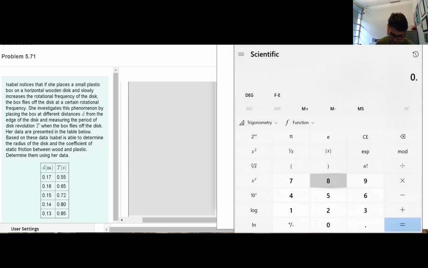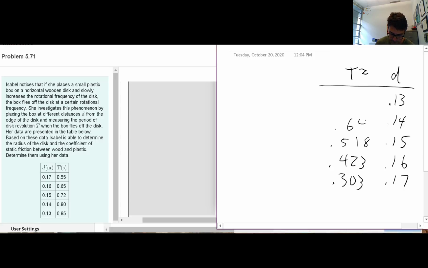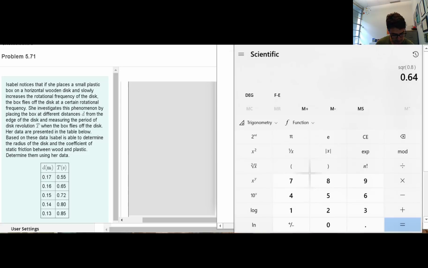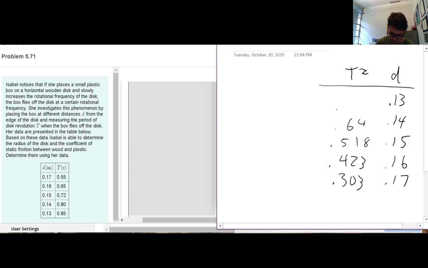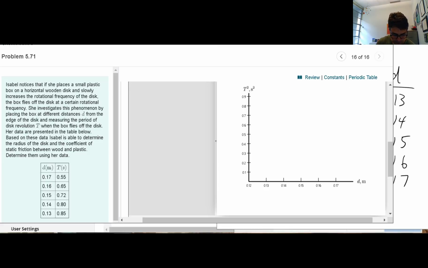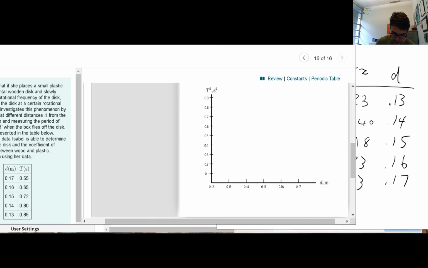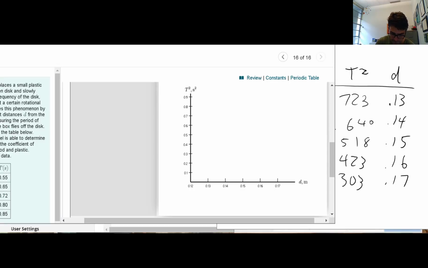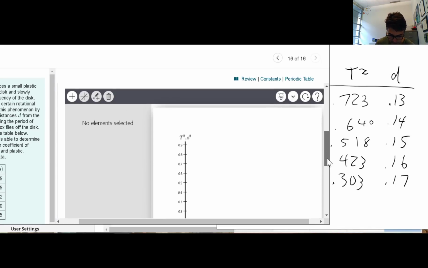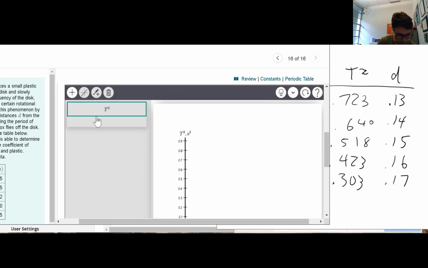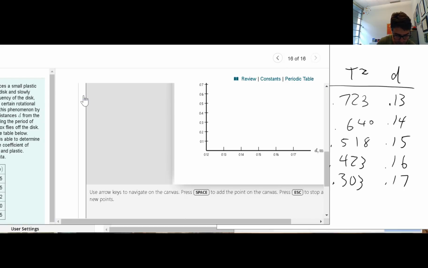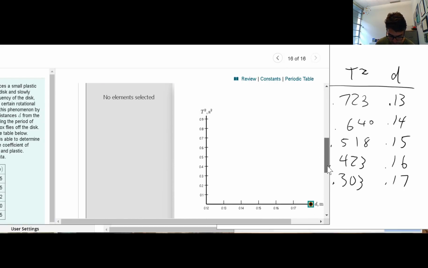0.8 squared is 0.64. And lastly, 0.85 squared is 0.723. So what we can do now is take these numbers and just stick them on this graph, and then we'll have a little plot. So we'll do plus with the t-squared values. It allows you to draw these little dots.